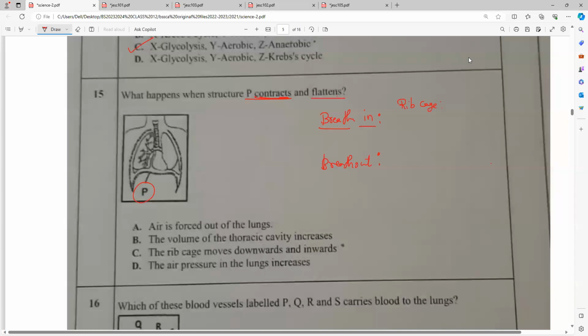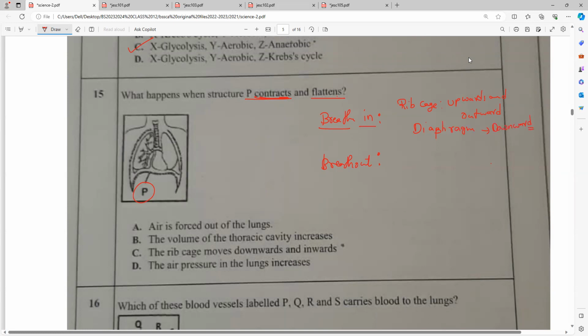Rib cage, what will happen, guys? It moves upwards and outwards. Am I right or wrong? Upwards and outwards. And the diaphragm, what does it do, guys? Downwards or upwards? Diaphragm goes downwards.